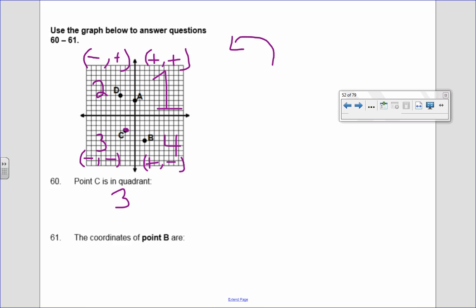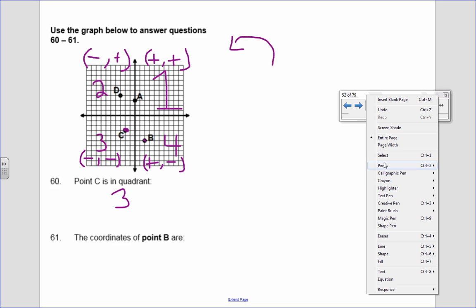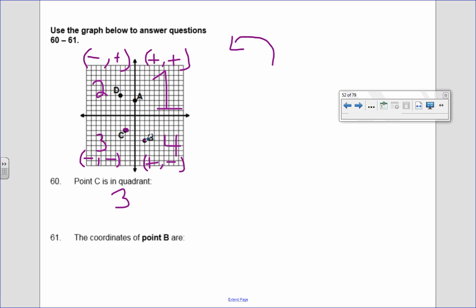And then it asks the coordinates of point B. Well, that should be an easy one. Point B is right here in red. So the x value of point B is 1, 2. And the y value is negative 1, negative 2, negative 3, negative 4, negative 5.